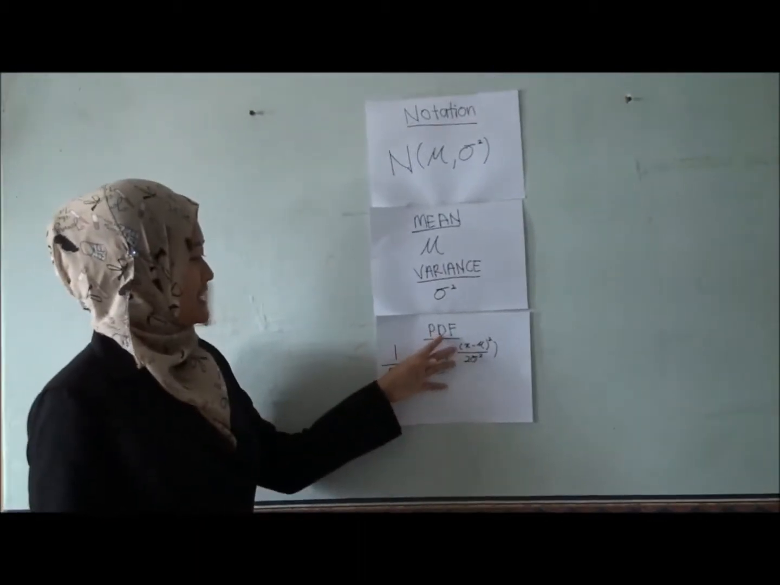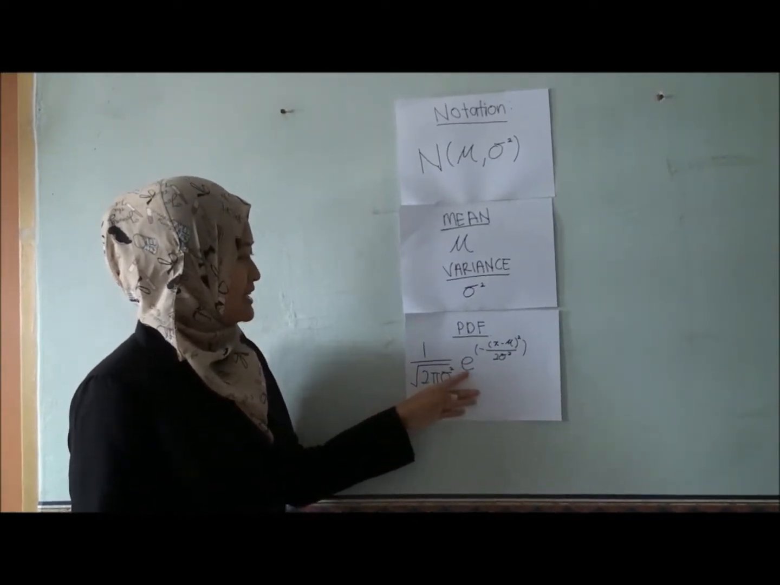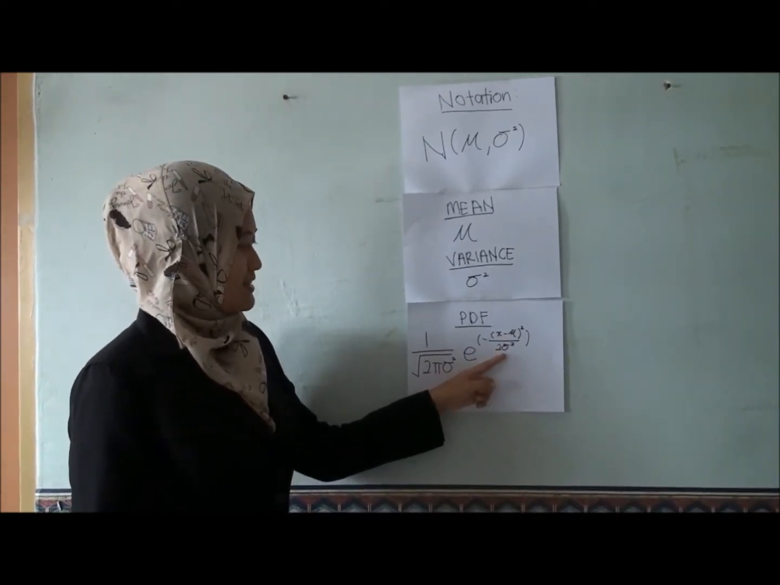The probability density function is 1 over the square root of 2 pi variance, times exponential of negative x minus mu squared over 2 variance.